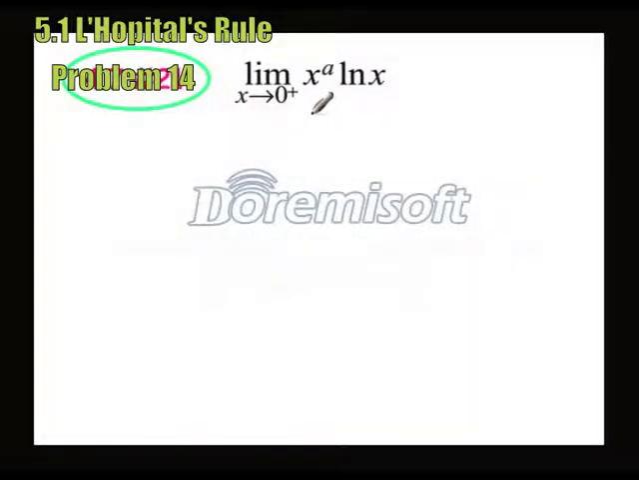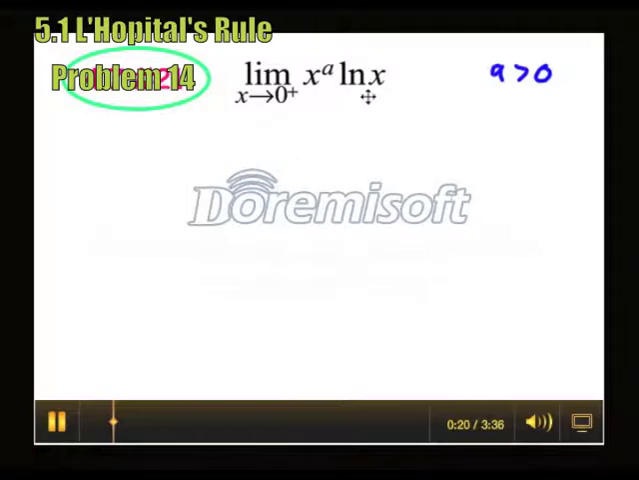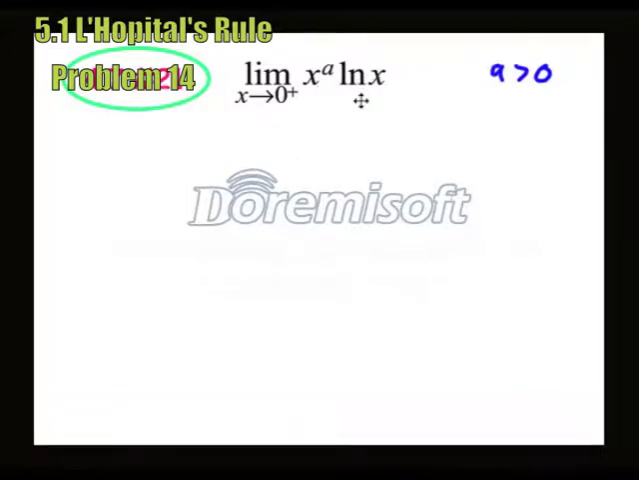The limit is as x goes to 0 from the positive side of x to the a times natural log x, and it does say a is a positive constant. The reason x has to be approaching 0 from the positive side is we could not take the natural log of 0 or a negative number for that matter. So it only works on the one-sided limit in this case.